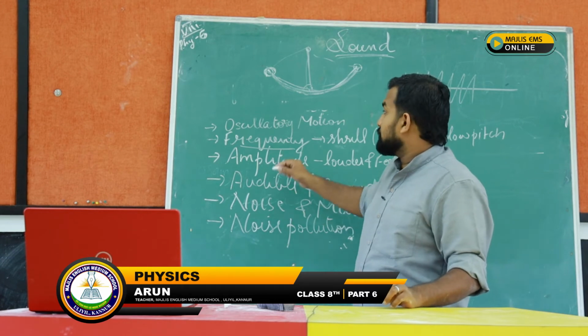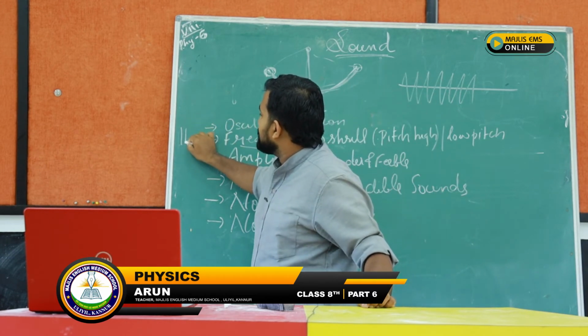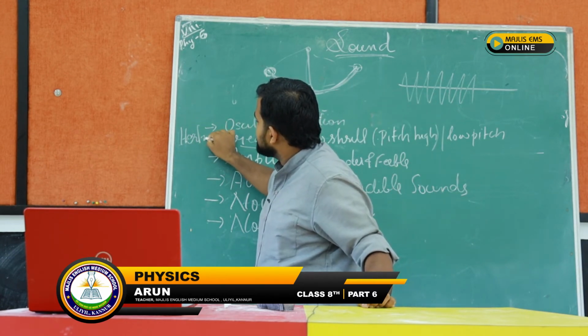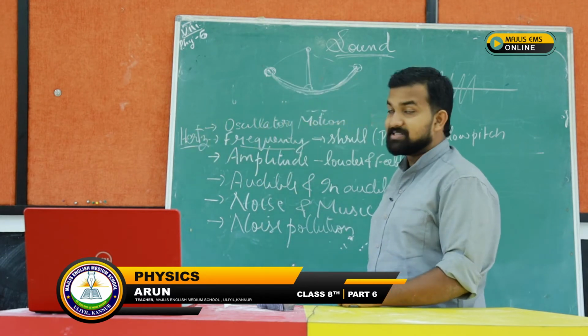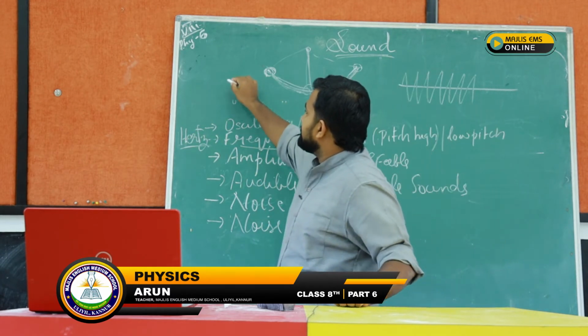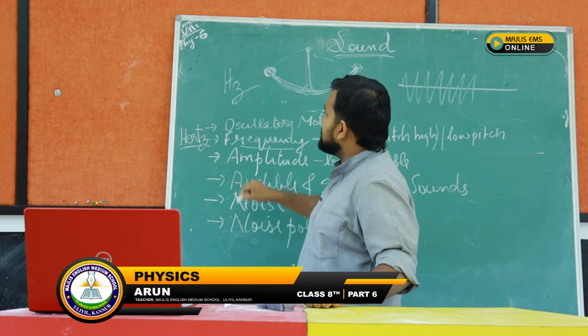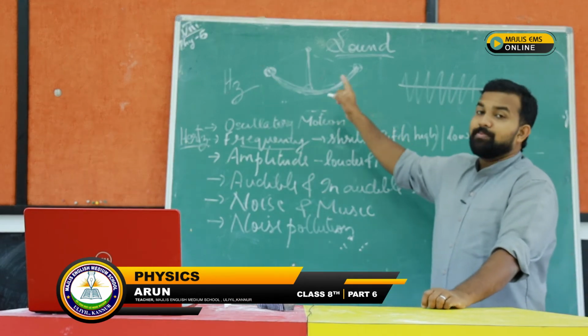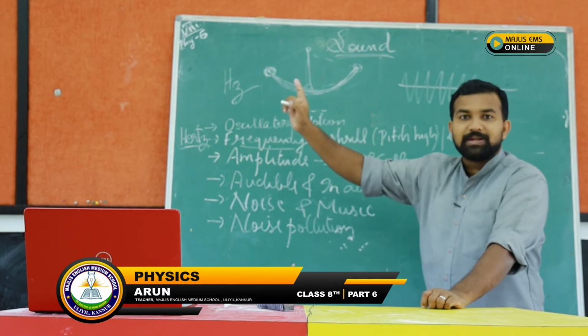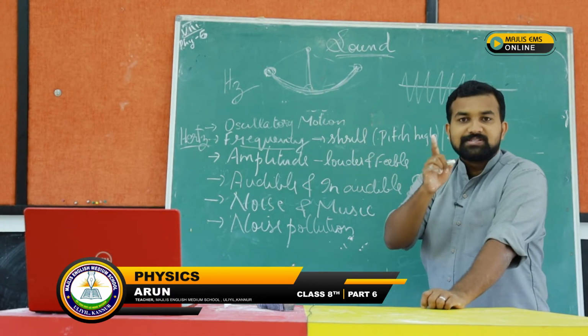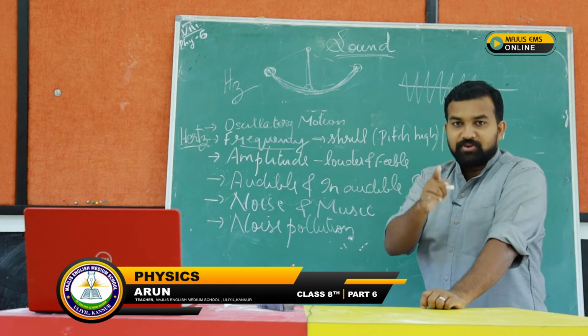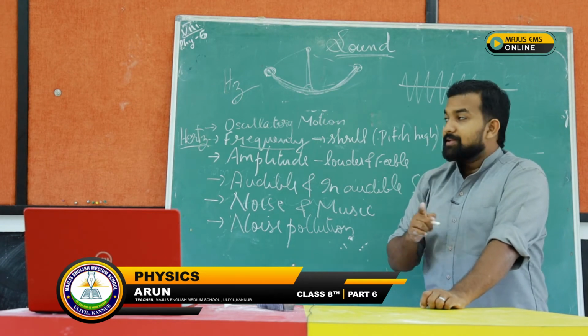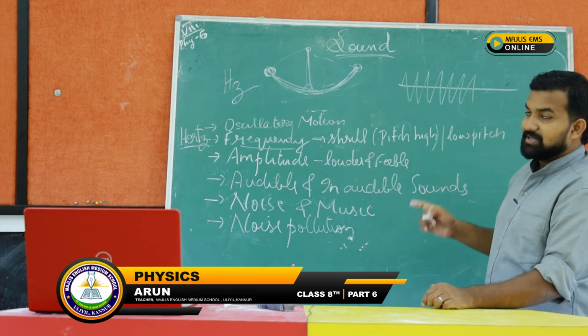Okay, so frequency. The SI unit of frequency is hertz. This also we have studied in the last class, last year. Hertz, we will denote it by the letters Hz. Frequency: the number of vibrations or oscillations in unit time is called frequency. And the SI unit of frequency is hertz.